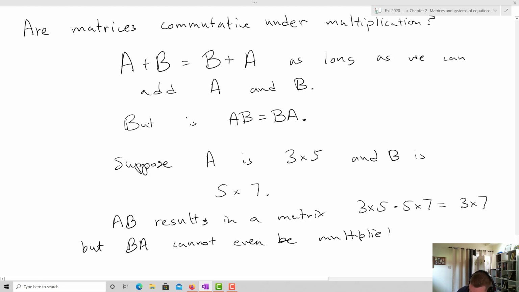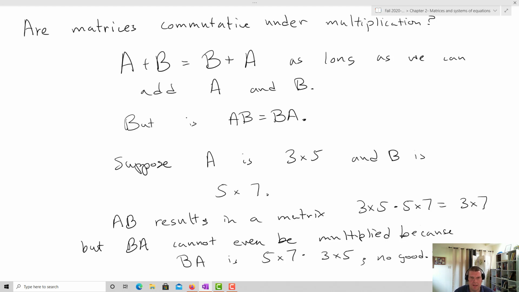We're not even going to be able to multiply the two of them together because what we get is BA is 5 by 7 times 3 by 5, and so the number of columns in B are not equal to the number of rows in A, so no good. That doesn't work, right? So our immediate impression is, if we don't even have the right size, we're not going to be able to multiply.